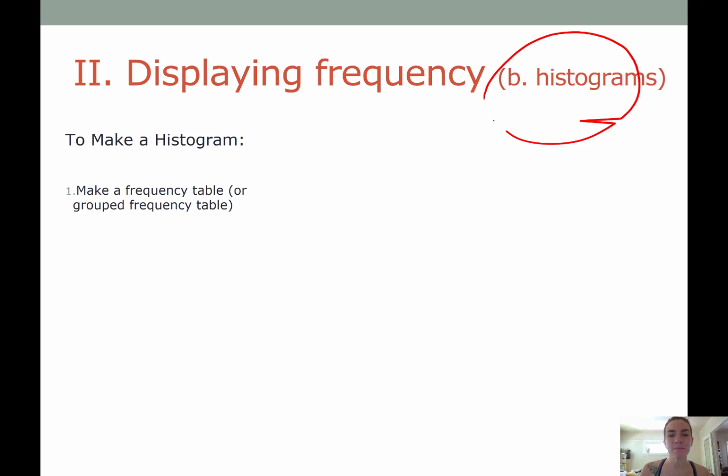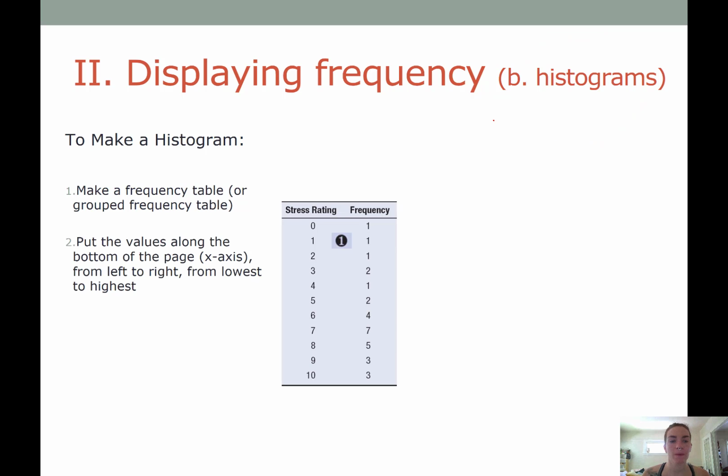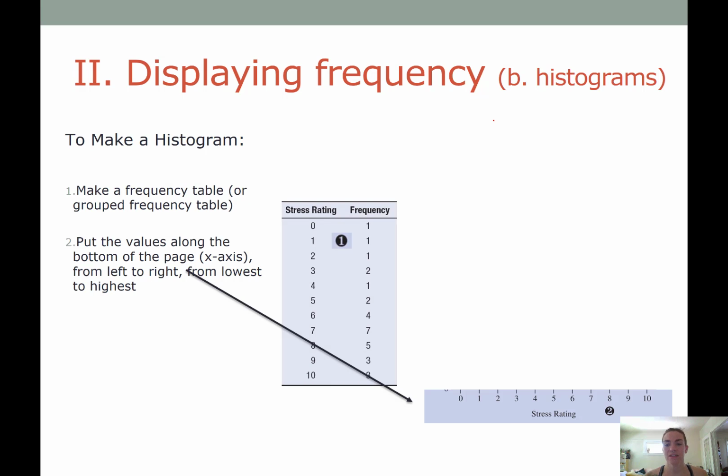The first step towards making a histogram is to make your frequency table, which we just did. So step 1 is our frequency table. We have our list of possible values and the count, or the frequency, associated with each value in our study. Okay. So the second step for making a histogram is to put those possible values along the x-axis. Remember, the x-axis is the horizontal axis. So it should look something like this. This is an axis that represents all possible stress ratings from 0 to 10.